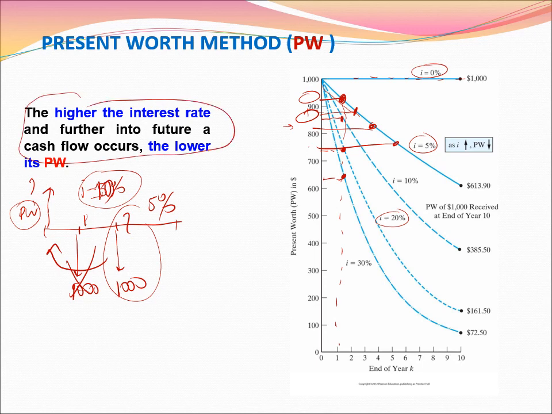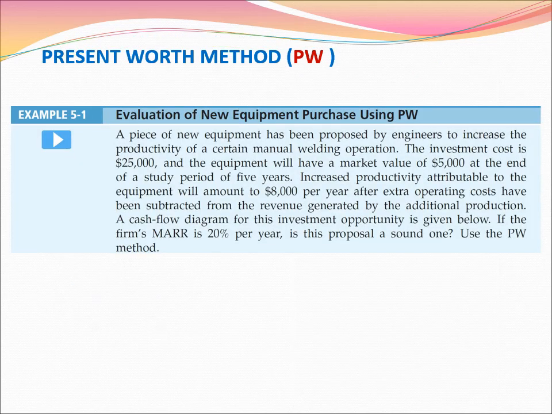As we increase the interest rate, as we have a higher MARR value, and as these cash flows occur later in time, then the present worth is lower. Okay, this is an observation. I will just solve this example to show you the present worth method, and we will end at this point.